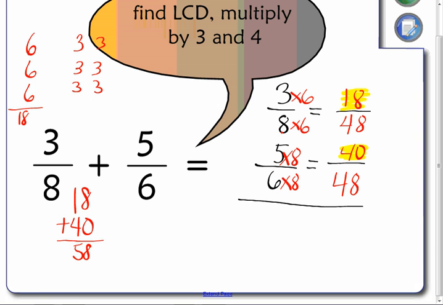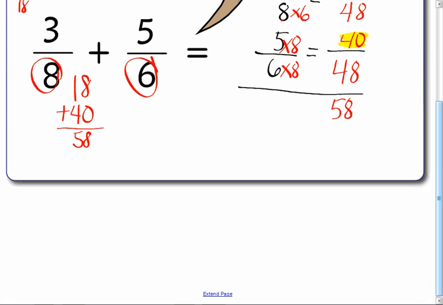How would you know what to multiply by? Just multiply the two denominators together. Works every time. If you can find a smaller one, that's why the slide says 3 and 4, because that would be a smaller one, but I don't care. So this is 58 out of how many? What size did I divide them into? I divided them into 48 equal pieces.